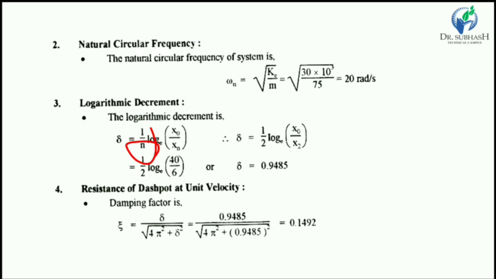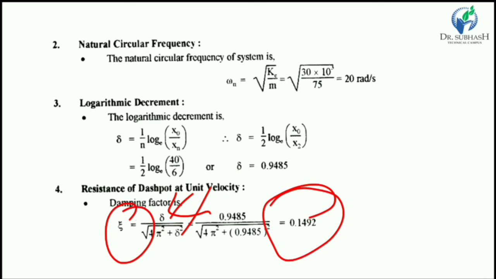Now n is equal to 2 because 2 cycles are considered. So the logarithmic decrement is found to be 0.9485. Now according to the logarithmic decrement we find out the value of zeta from this equation, and the value of zeta is 0.1492.